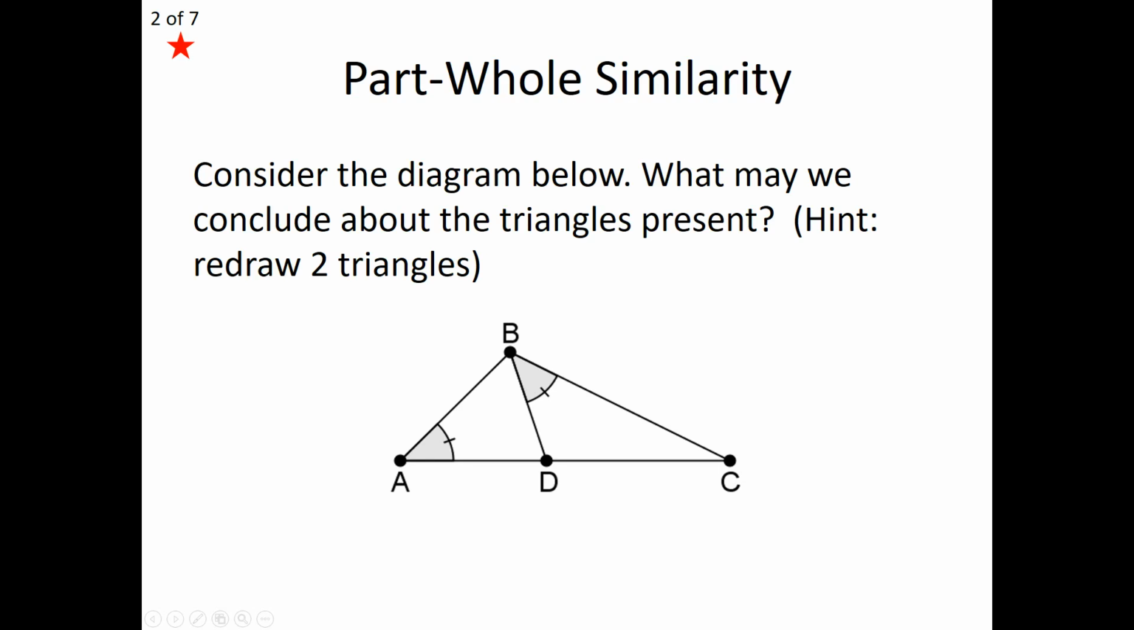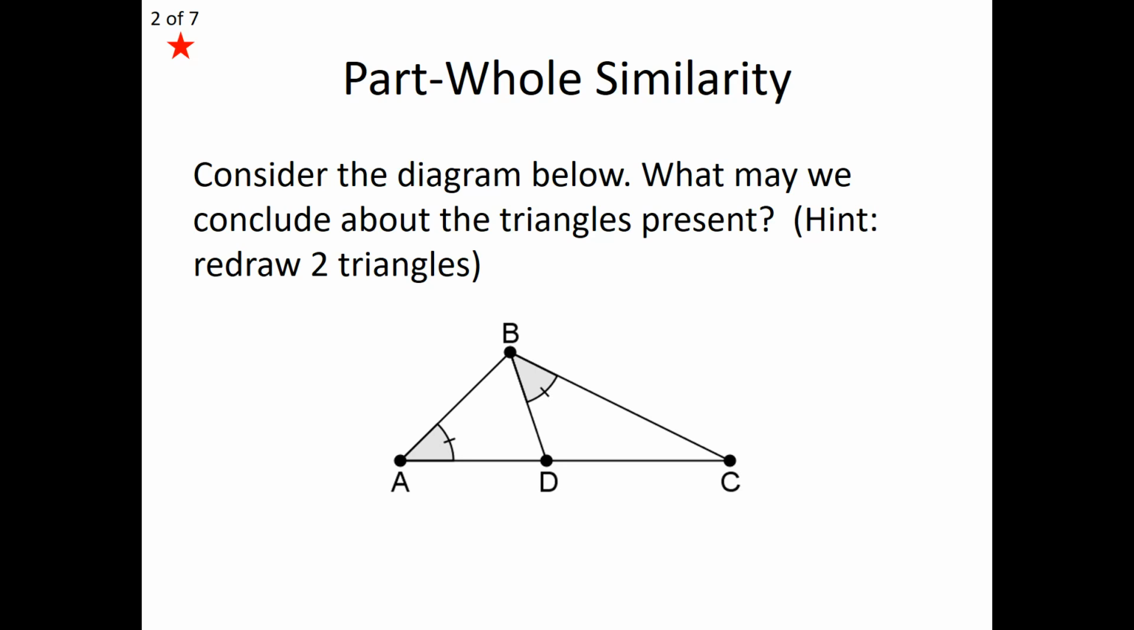So where we begin with this lesson is by looking at what's called a part-whole similarity. In other words, there are some special things that happen, especially inside triangles, where we can cut a triangle in certain ways such that the triangle that's formed on the interior of the given triangle is actually similar to the original. So let's consider the diagram below on the slide. We see triangle ABC with the segment BD cut on the interior of it.